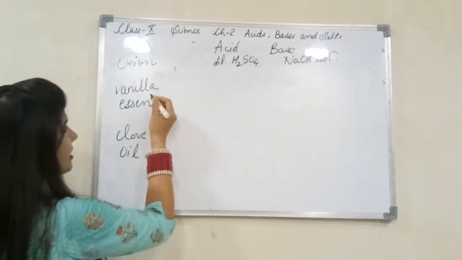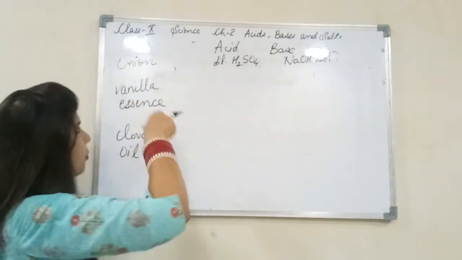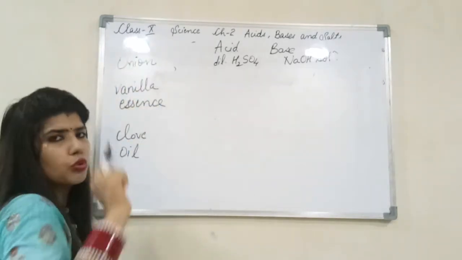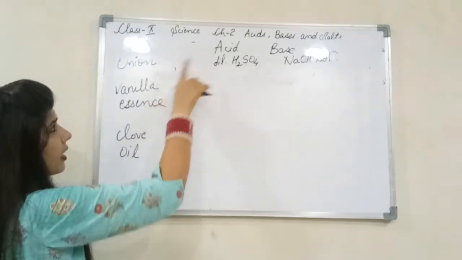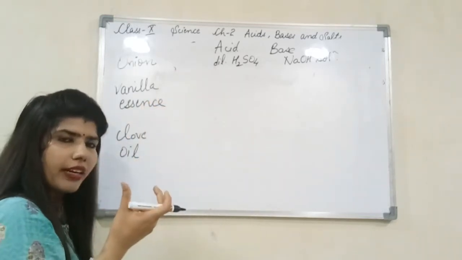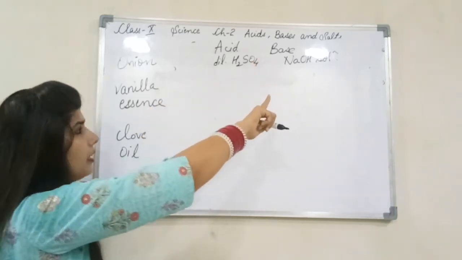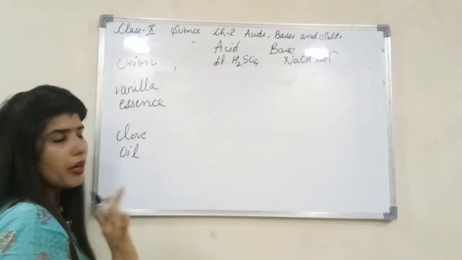Now moving on with vanilla essence, what you have to do is you have to take dilute sulfuric acid and you have to put this vanilla essence 1 or 2 drops. You will notice that there is no change in odor. Vanilla essence, vanilla की वही वाली fragrance आएगी. If you same thing you are going to put in sodium hydroxide, what will happen? The smell will disappear.